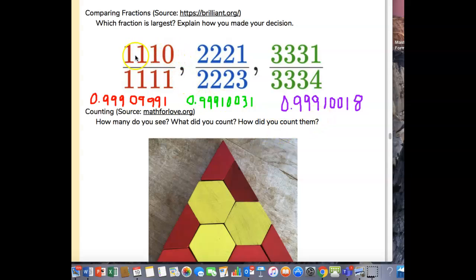You know that once this gets to 1, 1, 1, 1, it's over 1, 1, 1, 1. That's 1. So that's why these are all 0.999. They're very, very close to 1 whole, okay? But let's see which one of these is bigger. Okay, and you see what we did to change these fractions to a decimal. We just divided the top by the bottom.